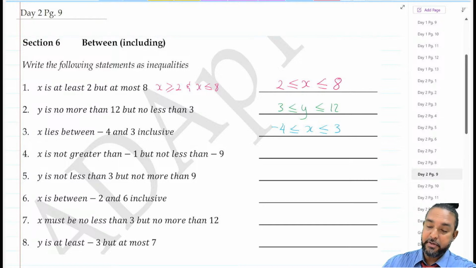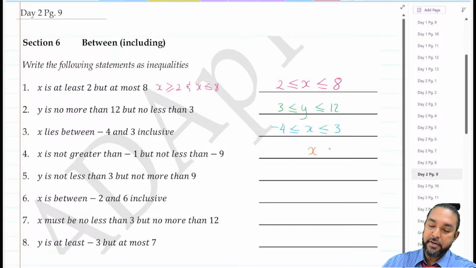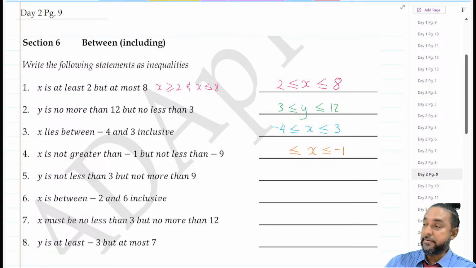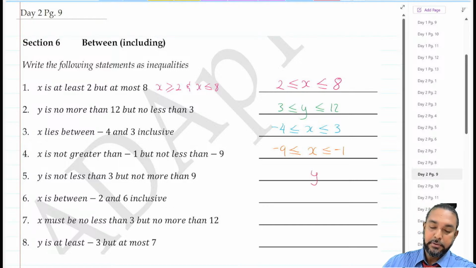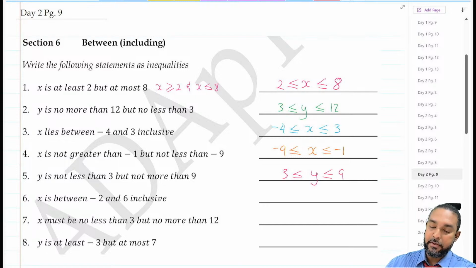X is not greater than minus 1, but not less than minus 9. So not greater than means it could be less than or equal to minus 1, and not less than minus 9 means it could be greater than or equal to minus 9. Y is not less than 3. Not less than 3 means it's greater than or equal to 3, but not more than 9, so it could be 9 or less, so less than or equal to.